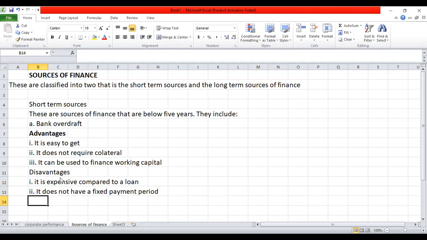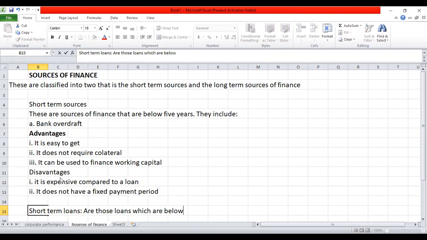Then number two, we have short-term loans. Short-term loans are those loans which are below 5 years. Loans which are below 5 years are what we refer to as short-term loans.